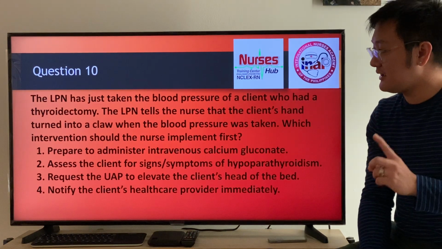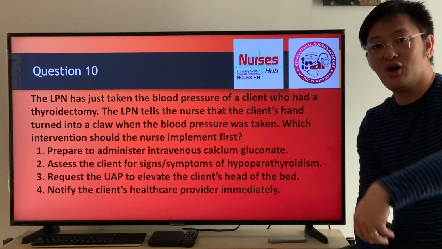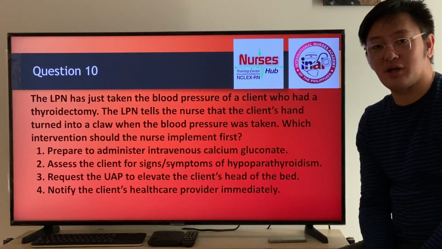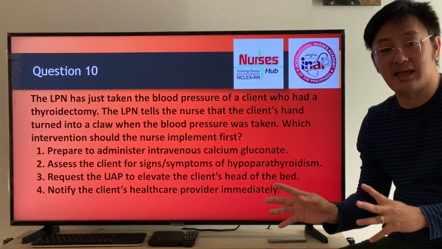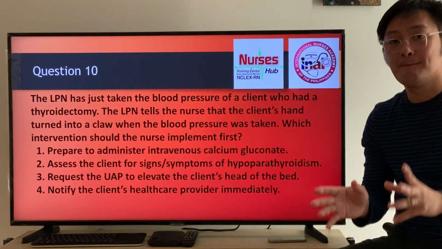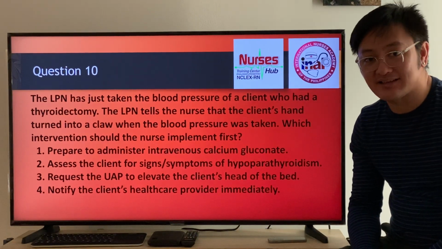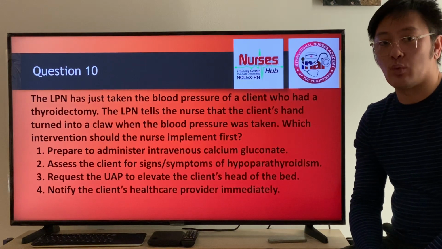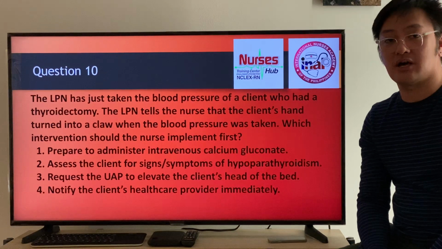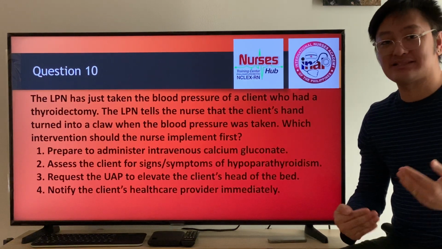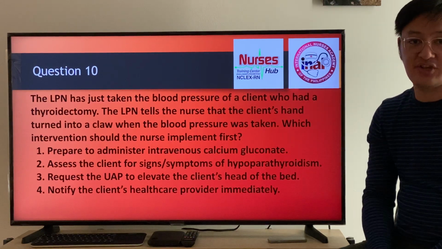But the question there is, who told you that the patient's hand turned into a claw when he or she took the blood pressure? It's an LPN, right? I don't discredit that LPN or UAP, we work as a team, but take note as a nurse, do not rely on their assessment. Am I right? Do not rely on whatever they say. I am not saying that they're incorrect, but as a nurse, it's our responsibility to reassess or assess the patient first. Okay? Even in the monitors in the hospital.